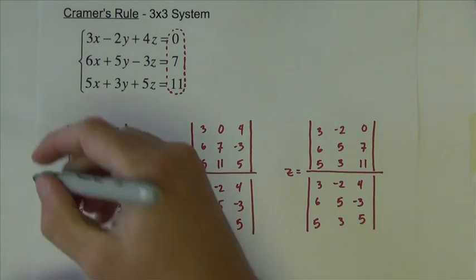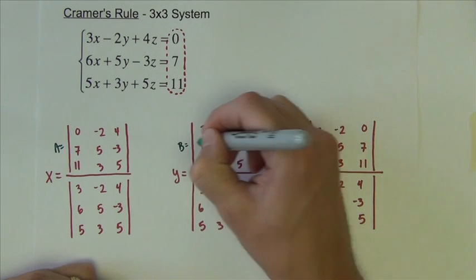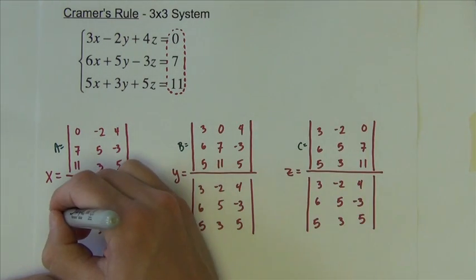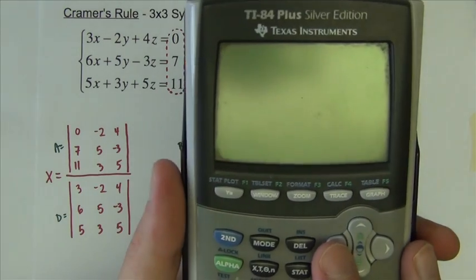I'm going to call this matrix A, I'm going to call this matrix B, this matrix C, this matrix D. I'm going to type in 4 matrices into my graphing calculator.